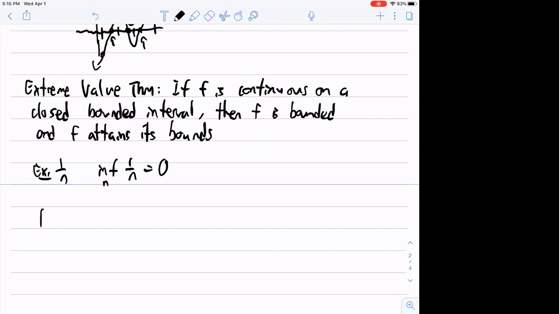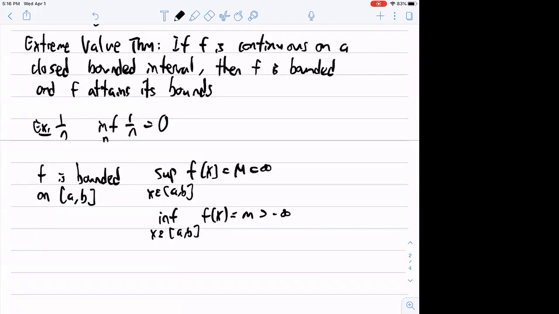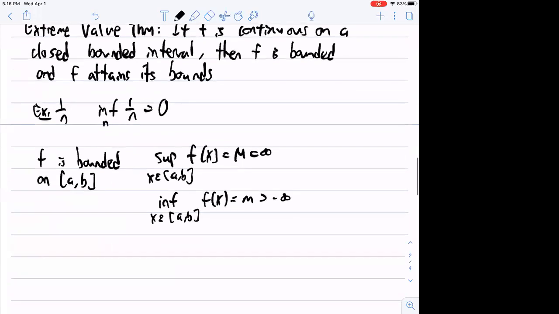So f being bounded means basically sup. I guess we need a closed interval, so let's do [a, b]. Sup of f(x) for x in [a, b] is less than infinity. It's bounded. And the infimum, I'll call it little m, is some number bigger than negative infinity. This is just the bounded part. So f attains its bounds means this.